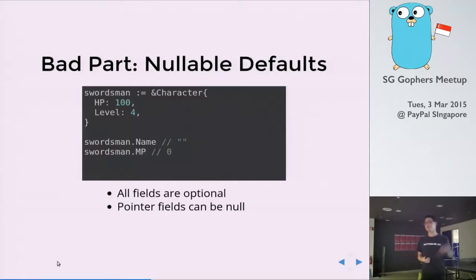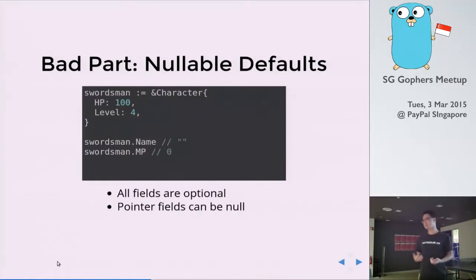So for example here, we create another character, right? But we have some missing fields. We only define the HP and the level, but some other fields like the name and MP are missing. But Go will just happily allow this to happen. There's no checking or anything. And it will just fill in your missing fields with some default value, like 0 or empty string or null. So all the fields in Go are optional.